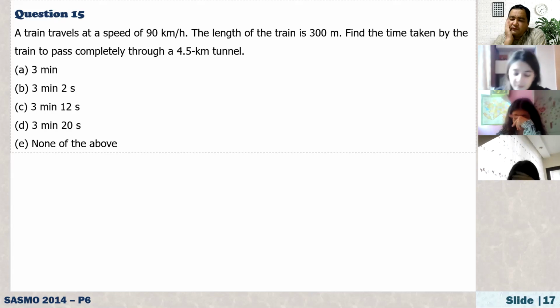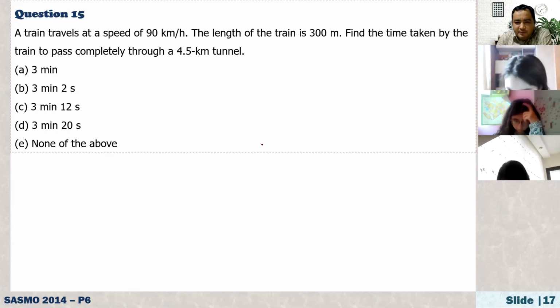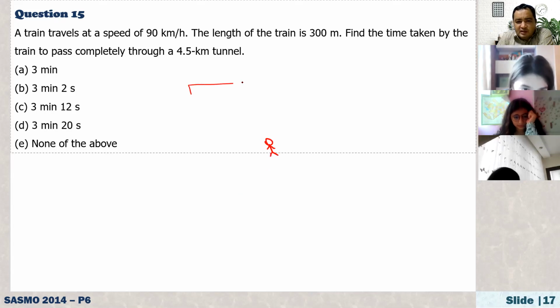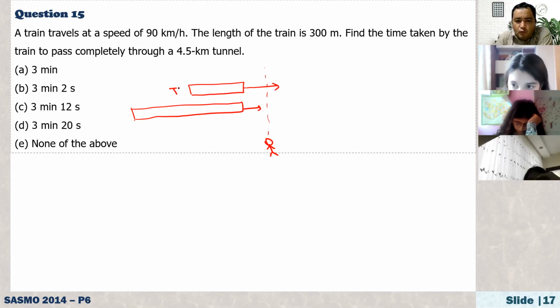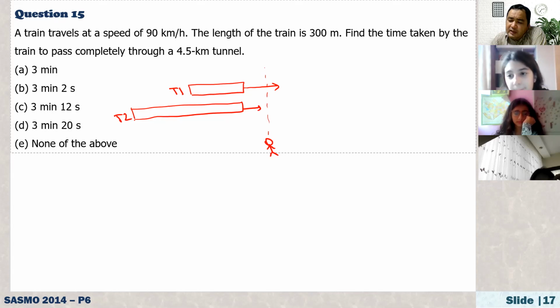Just in real life, right? If you're sitting and the train is passing. Let's say you are sitting here on the bench, and here we have two trains passing. This is the first train, and this one is the second train. Which train passes faster? Let's say this one is train 1, this one is train 2. Which passes faster? I think train 1 because it is shorter. Very good.